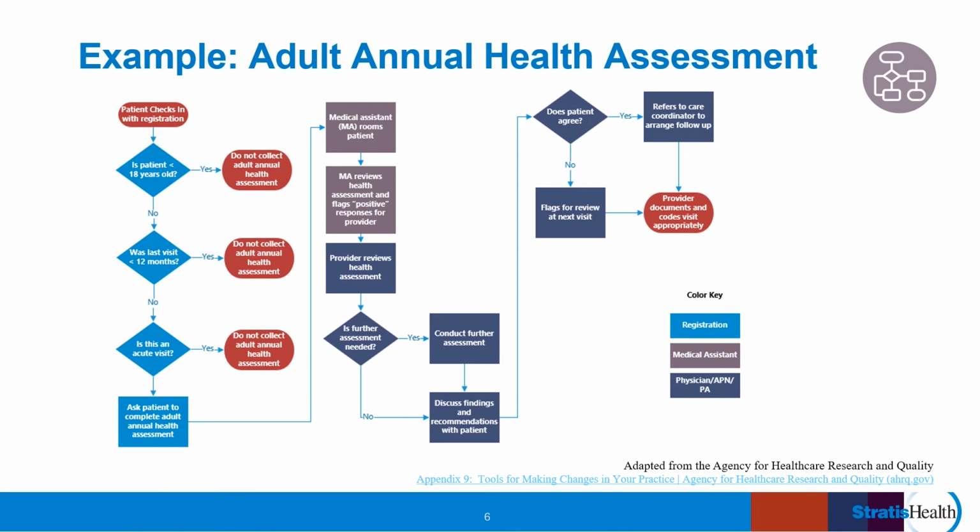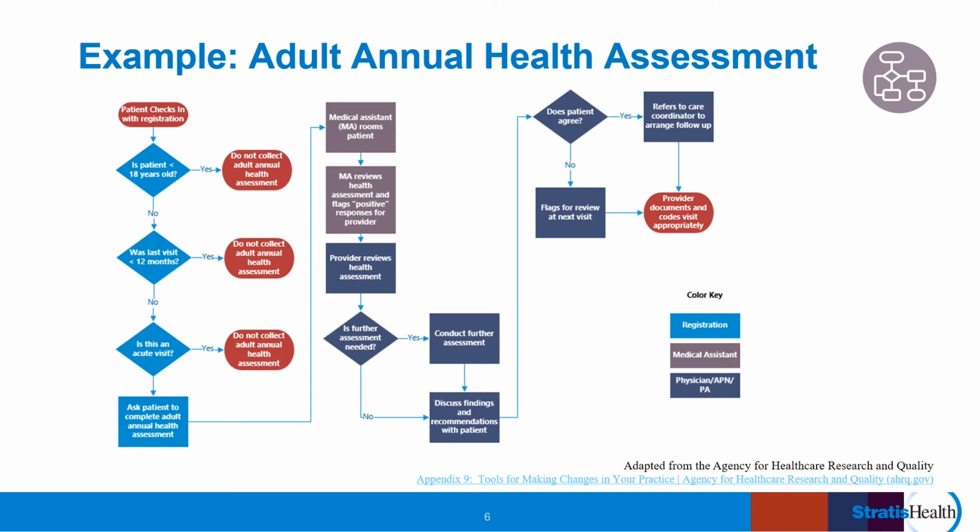Our next example is of an adult annual health assessment. In this example, we can see a color key at the right side that shows 3 different roles involved in this process: registration, the medical assistant, and the physician, advanced practice nurse, or physician assistant, referred to as the provider. The process starts with the red oval at the top left when the patient checks in. There are first a series of questions that need to be answered to determine if the patient should be asked to complete the assessment.